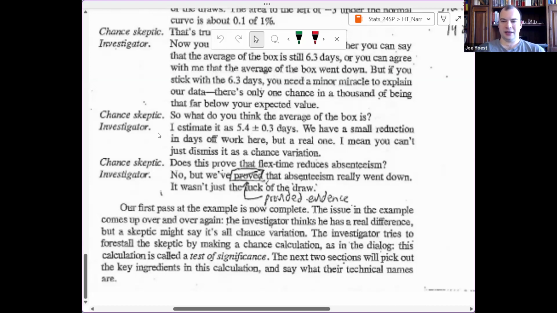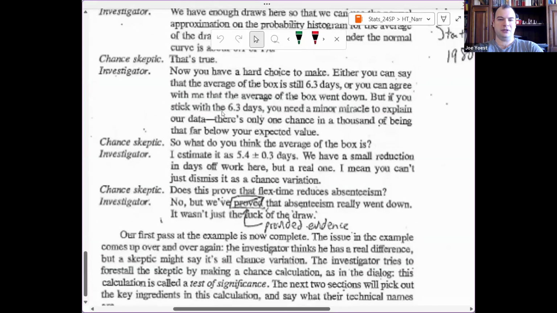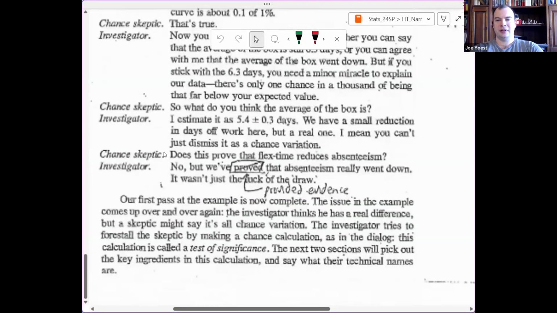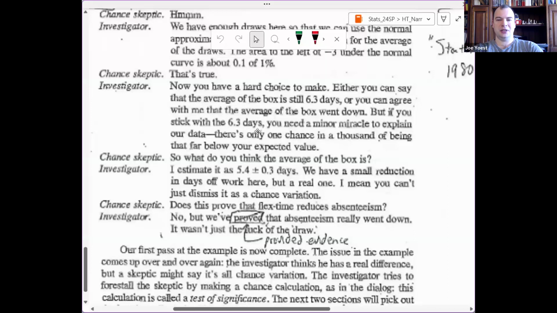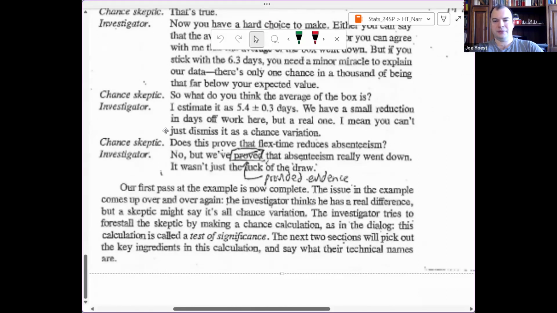So basically saying that I have some confidence interval, he's going plus or minus 1 standard deviation. We might, for say a 95% confidence interval, go more like plus or minus 2 standard deviations, 2 standard errors, sorry. But nevertheless, that confidence interval does not include 6.3. So his argument is you can't just dismiss it as chance variation, because to argue that it was just chance variation or sampling error, you'd need a 1 in 1,000 type of event. It's so unlikely to just be due to sampling error that it seems there's something systematic at play here.